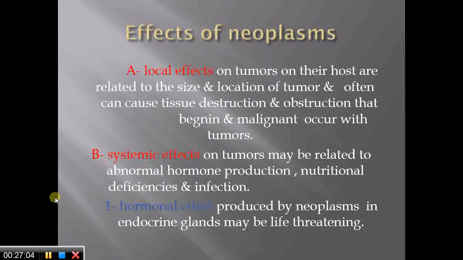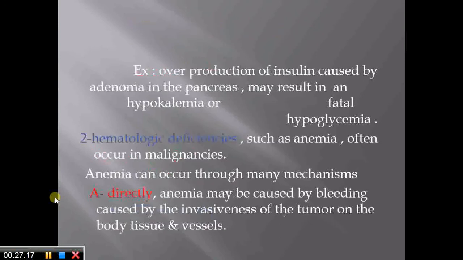Hormonal effects produced by neoplasms in endocrine glands may be life-threatening. For example, overproduction of insulin caused by an adenoma of the pancreas may result in fatal hypokalemia or hypoglycemia. Hematologic deficiencies, such as anemia, often occur in malignancies.